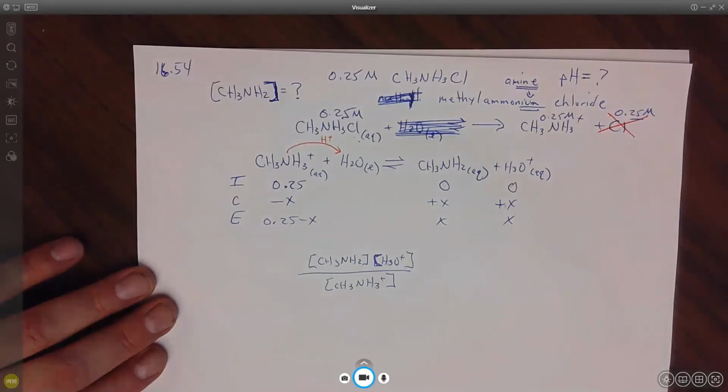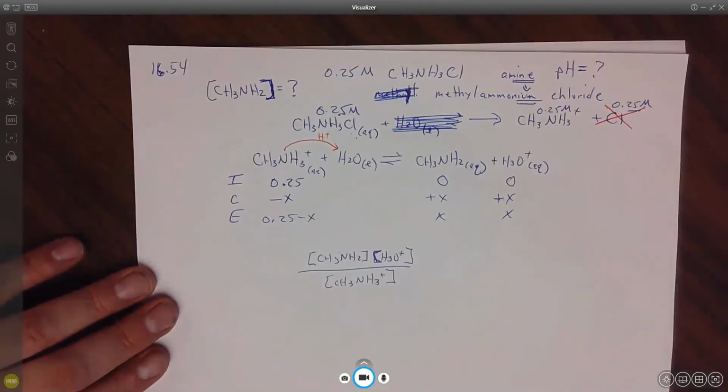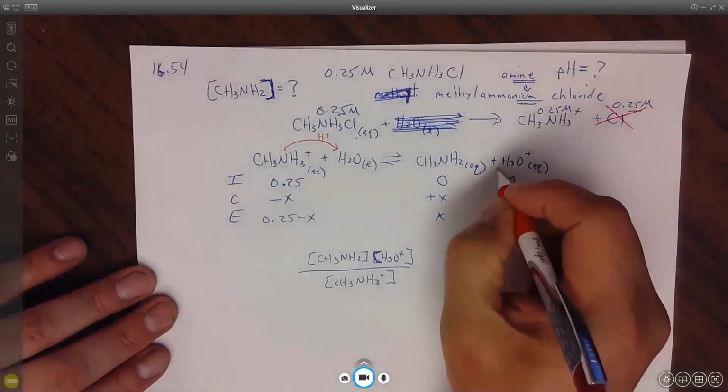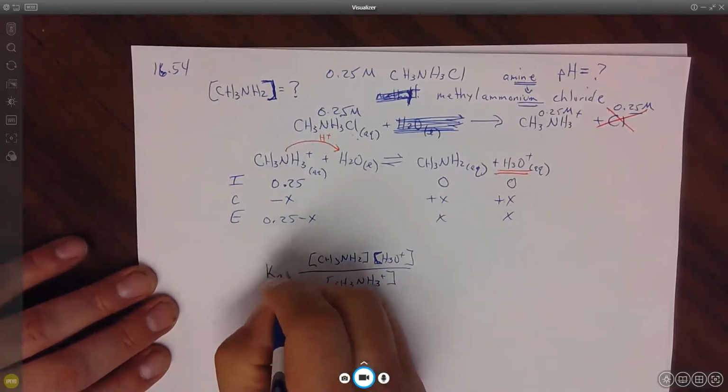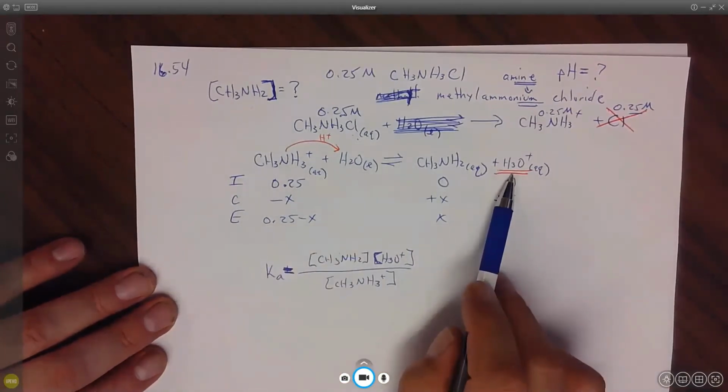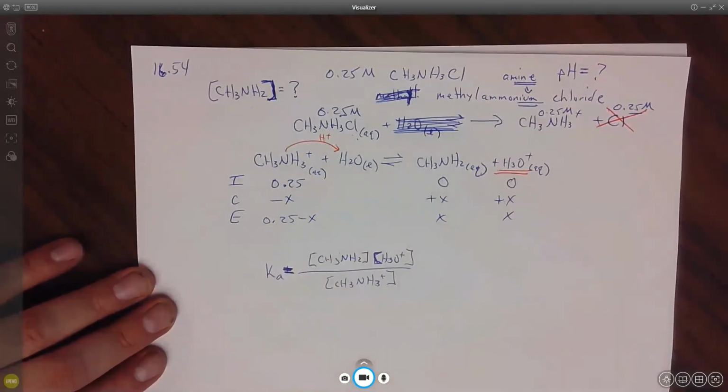It's really easy to determine whether you use the Ka or the Kb. What's left produced? It would be the Ka value, right? We increase the hydronium ion concentration, so it's going to be Ka. If the product was hydroxide, then we would use the Kb.